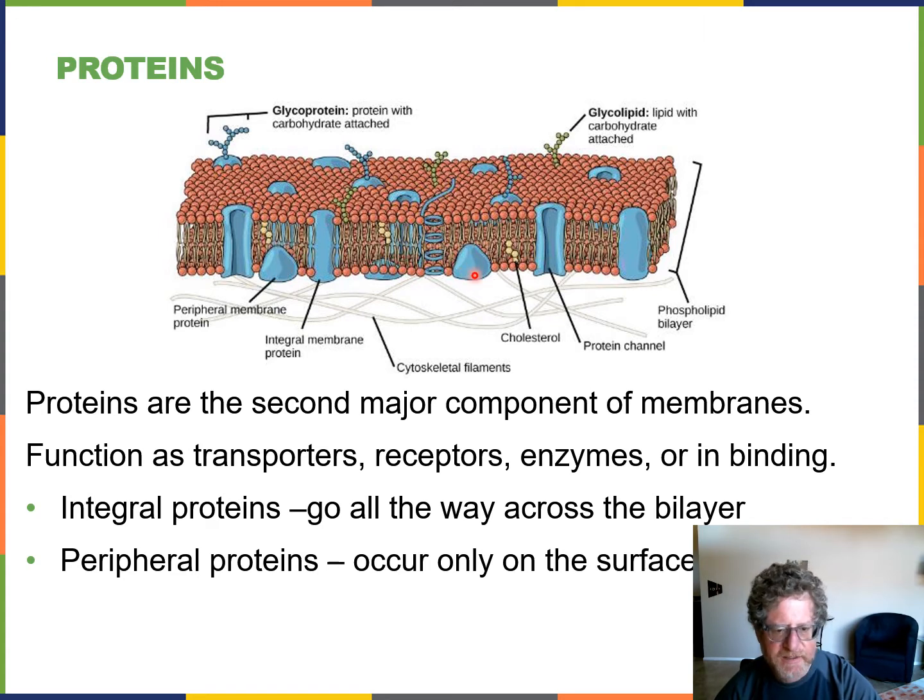Some of them will act as enzymes. About a third of all the proteins in a cell are bound to membranes. So there are a lot of proteins that float freely in the cytoplasm, but there are a lot of proteins that are bound to membranes as well.